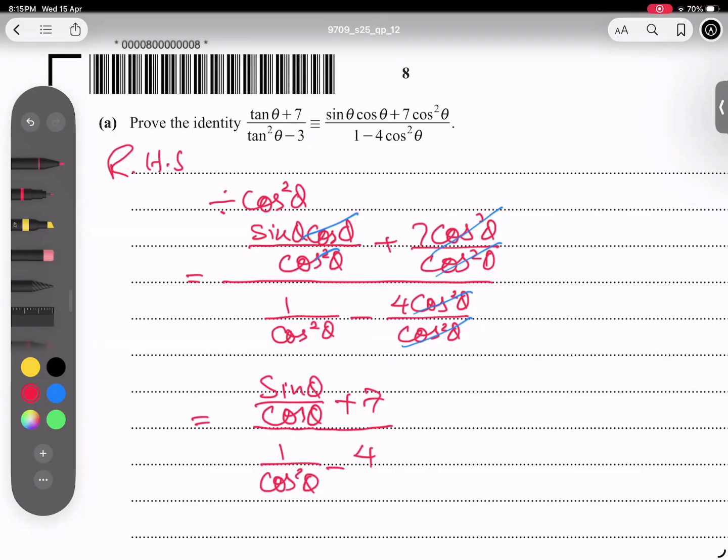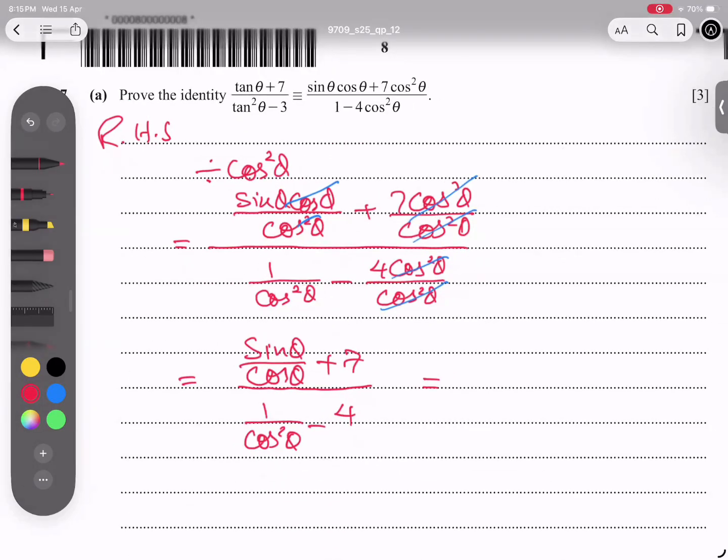So what I can do now is take the LCM. Upper part, I'm not doing any change. If we look carefully, students, sine by cos matches tan. So the upper part is done. What about the down part? I will take the LCM. If I take the LCM, cos square into 4, it becomes 1 minus 4 cos square theta. So this is done. Now what is the further part left behind?